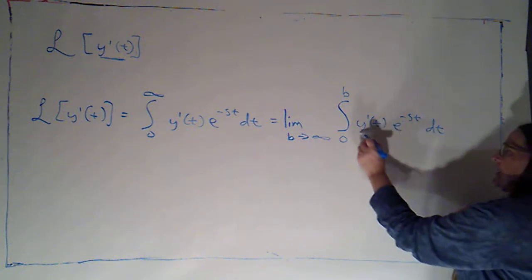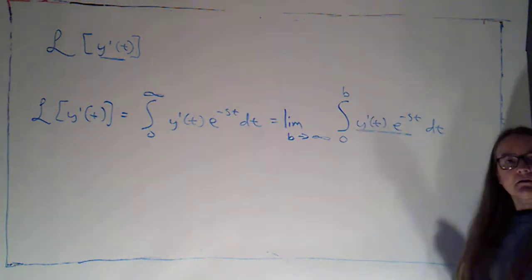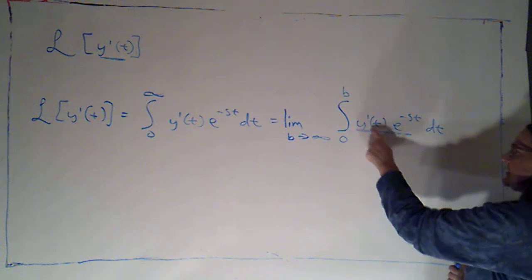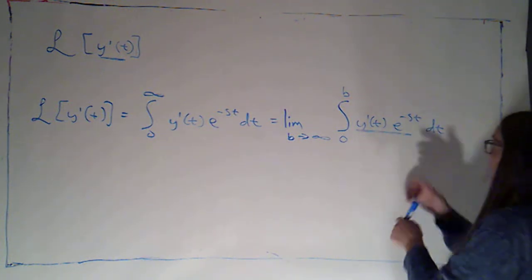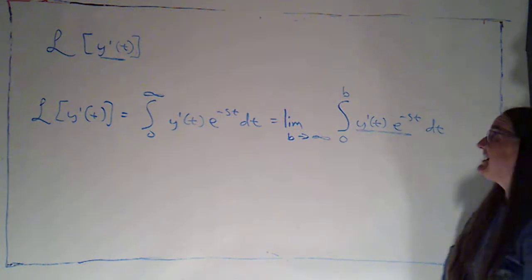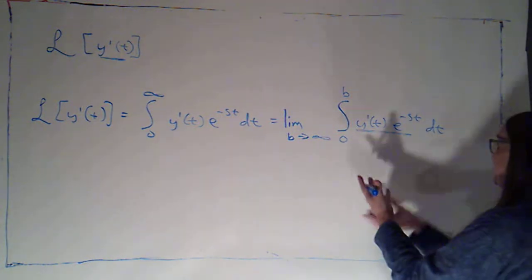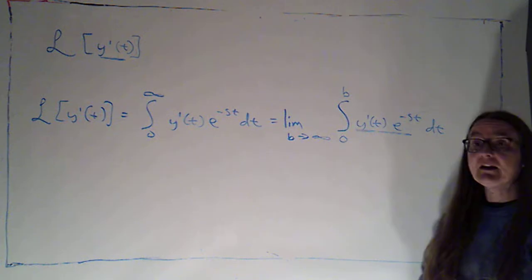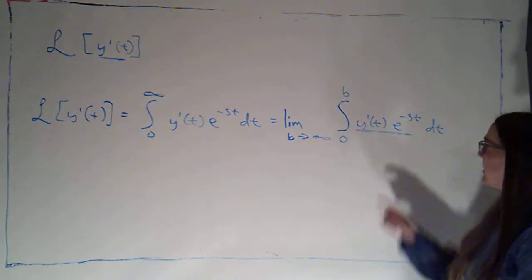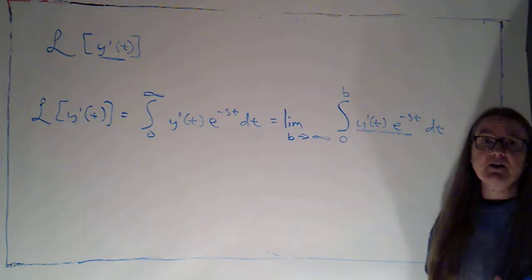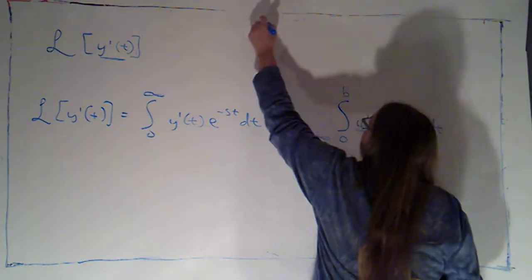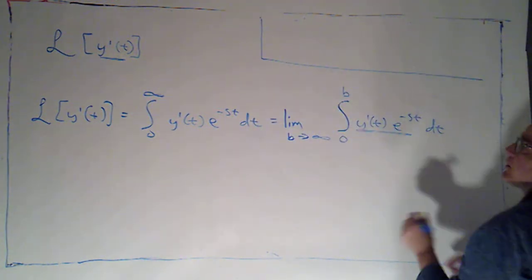So if I look at what I'm integrating here, it's a product of two functions. And since I don't have an explicit formula for y prime, I don't know if it has any nice connection to e to the negative st. So I don't know if I can simplify that before I integrate, or if the u sub will work. I want to think, what do I usually do when I'm integrating a product? And that's going to be integration by parts. So I'm going to just write up here, remind us what the formula is.